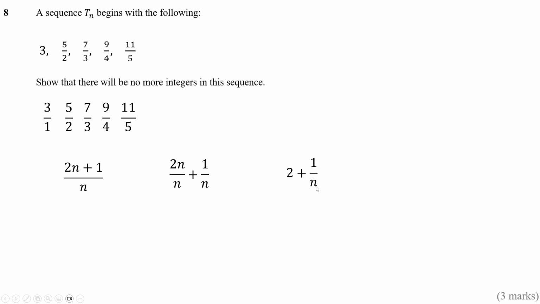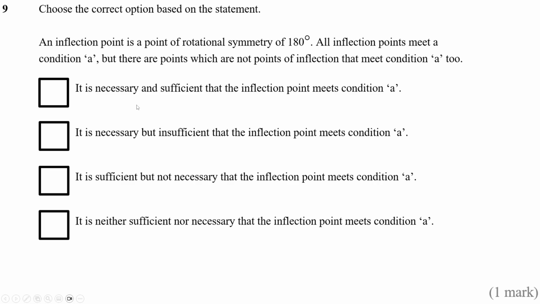Now just think about this. 1 over n will never be an integer except for when n equals 1. And when n equals 1, it's just 3. So this will never have an integer except for when n equals 1. So that's enough for the answer. You do need to give that statement, by the way.